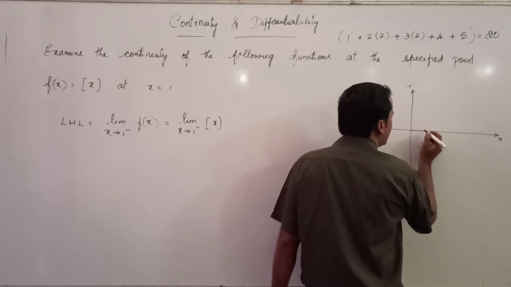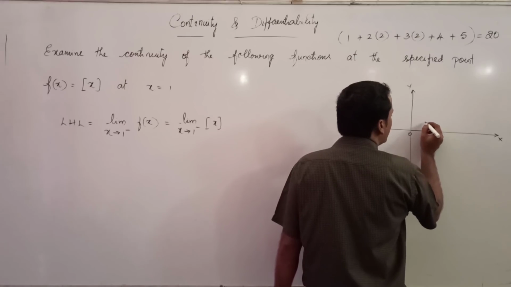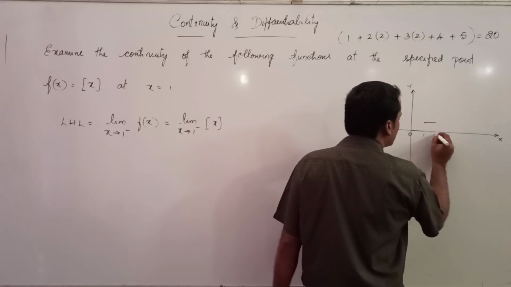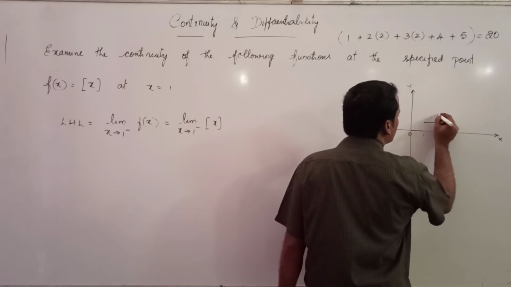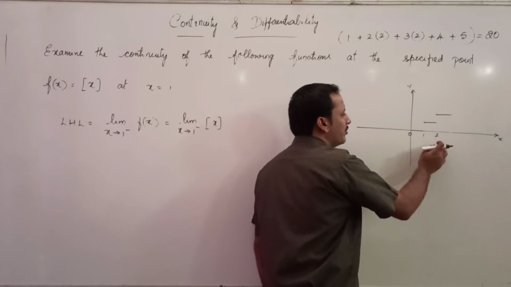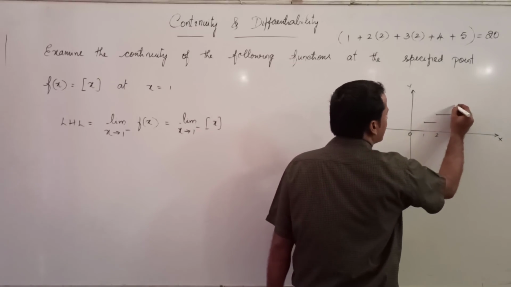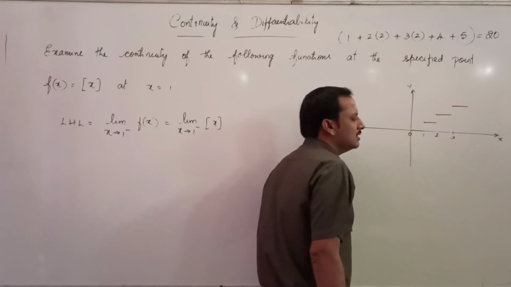From 0 to 1, it is 0. From 1 to 2, at 1 it will be 1. From 1 to 2, it is 1 itself. At 2, it is 2. From 2 to 3, it is 2. At 3, it is 3. This is the graph of step x.